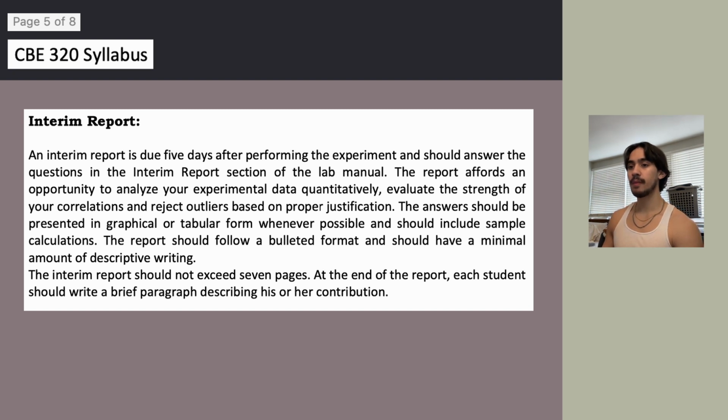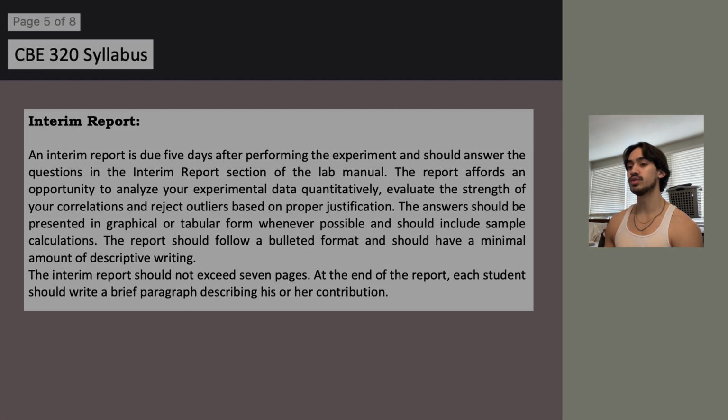Interim report. An interim report is due 5 days after performing the experiment and should answer the questions in the interim report section of the laboratory manual. The report affords an opportunity to analyze your experimental data quantitatively, evaluate the strength of your corrections, and reject outliers based on proper justification. The answers should be presented in graphical or tabular form, whenever possible, and should include sample calculations. The report should follow a bulleted format and should have a minimal amount of descriptive writing. The interim report should not exceed 7 pages. At the end of the report, each student should write a brief paragraph describing his or her contribution.